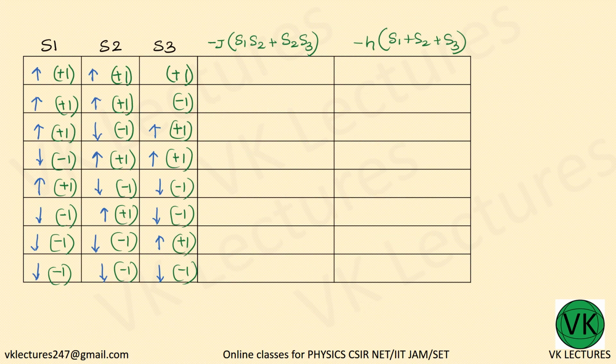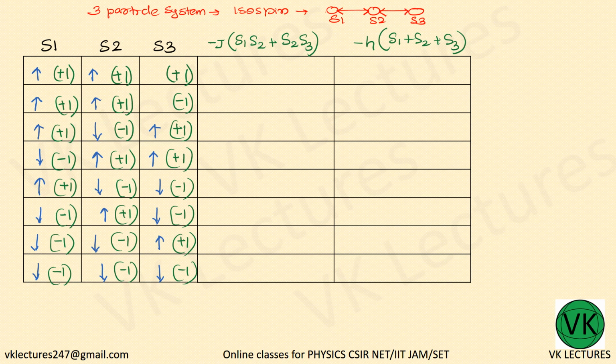Here is a three particle system consisting of three isospin particles. These particles are arranged linearly. This is S1, this is S2 and S3. Since they are arranged linearly, there is interaction between S1 and S2 as well as S2 and S3.